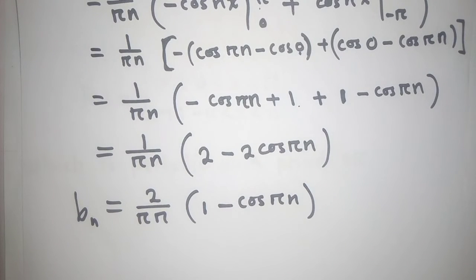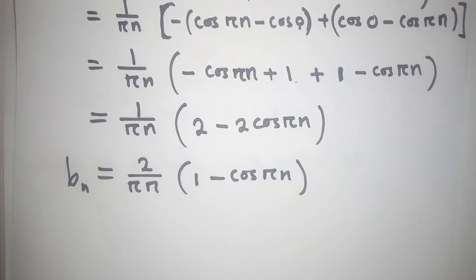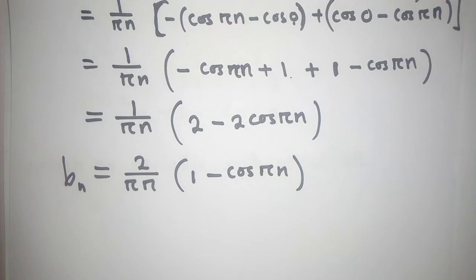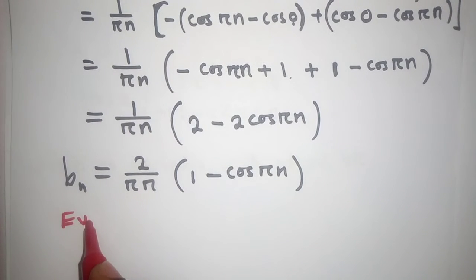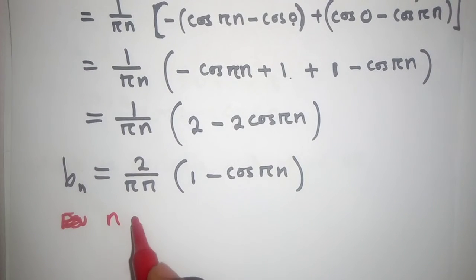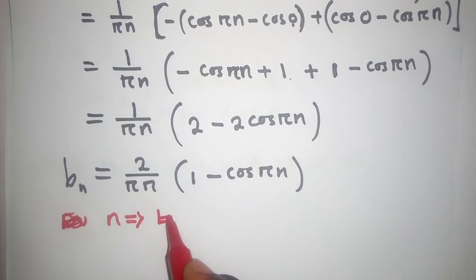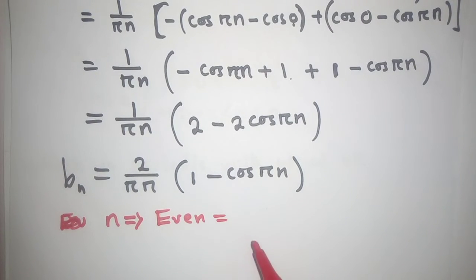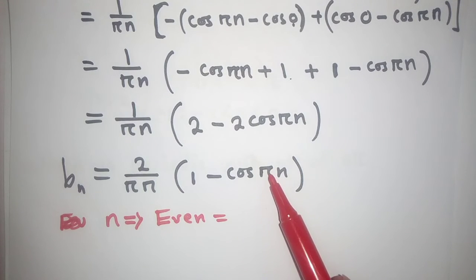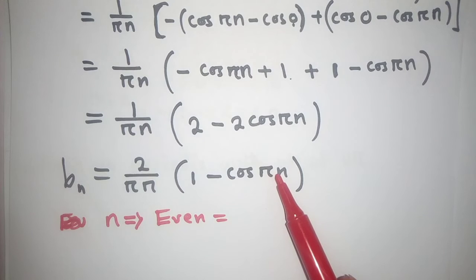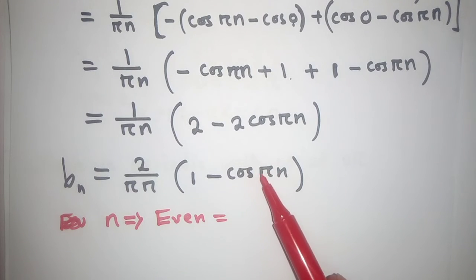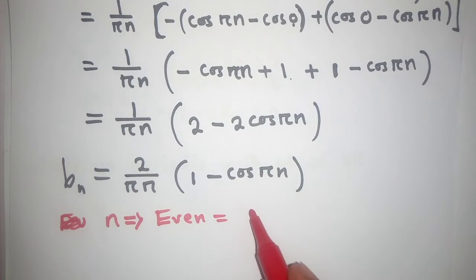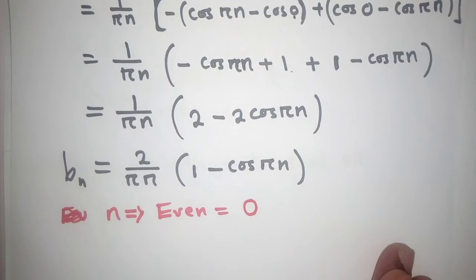Okay, so now we can test when n is even. When n is even, meaning here n maybe is 2, 4, what answer are we going to be getting here? We'll be getting a 1. So it will be 1 minus 1, of which our b will be 0 if n is even.